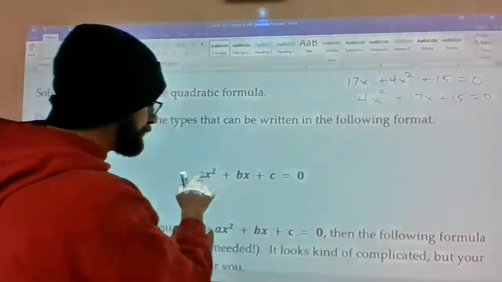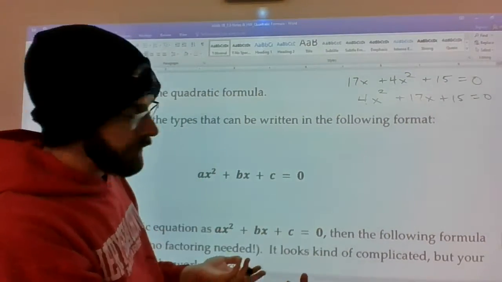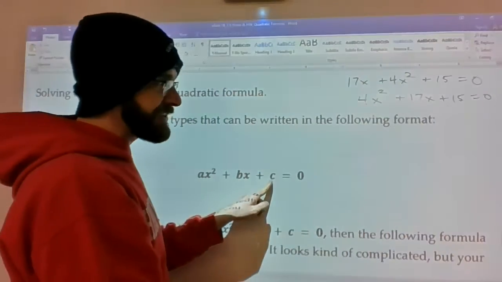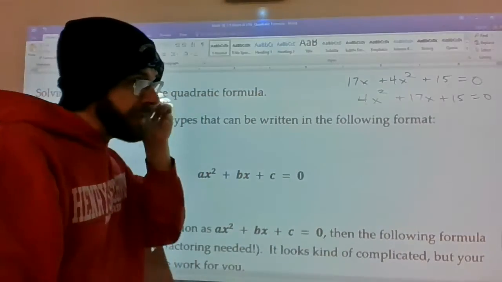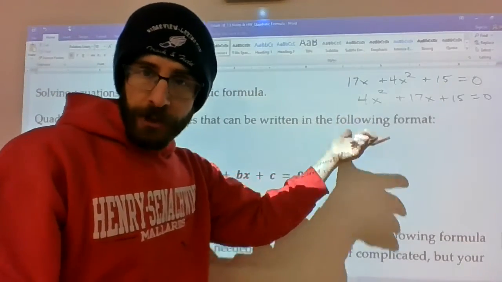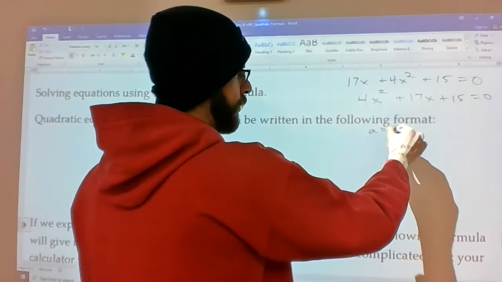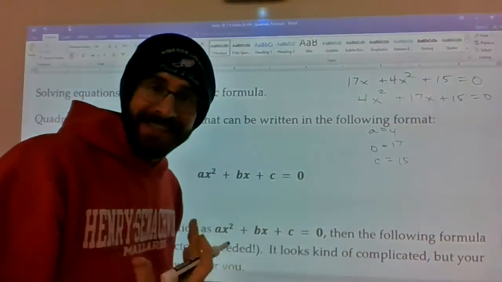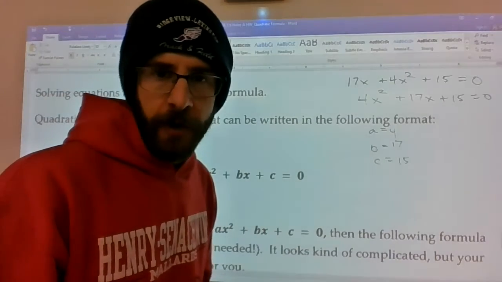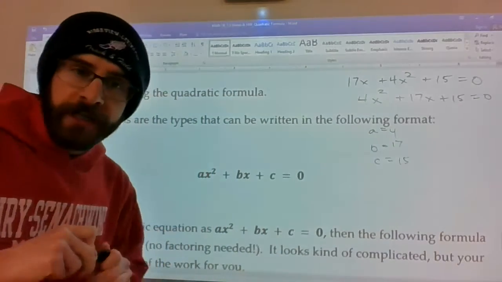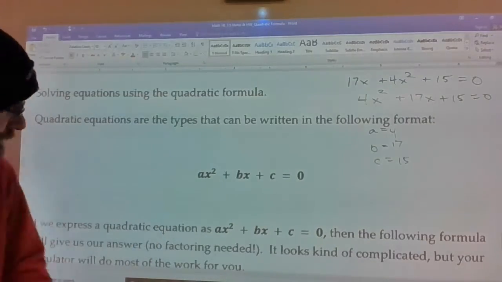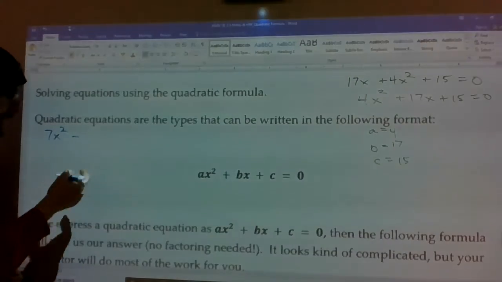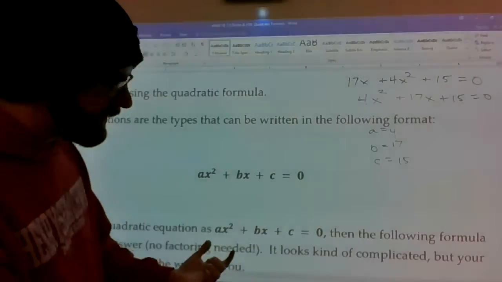So a is 4. A represents a number. B is 17. B represents a number. And then the c, the constant, is 15. So if you guys were to see this, you'd say, oh, A equals 4, B equals 17, and C equals 15. So that skill needs to be rock solid in your brains right now. So if you could, in this little space right here, take this quadratic equation. Quadratic just means it can be written like this.